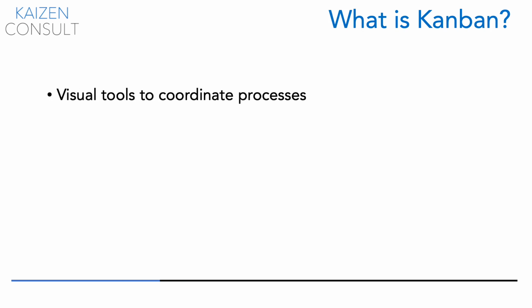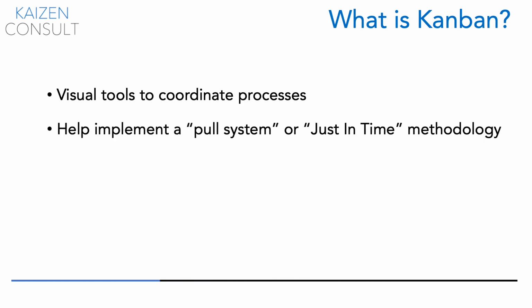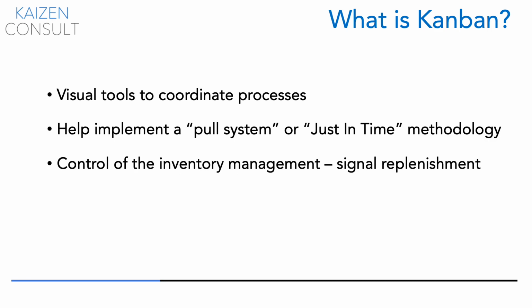The Kanban system is a visual tool which helps coordinate processes by using the Kanban card, making it effortless for operators to know when to produce. It supports implementation of a pull system or just-in-time methodology. Indeed, having Kanban tells the operator upstream when to produce based on the demand. It controls the inventory management through signaling the need for replenishment of an inventory with the right quantity at the right time. It supports reduction of inventory and work in progress.